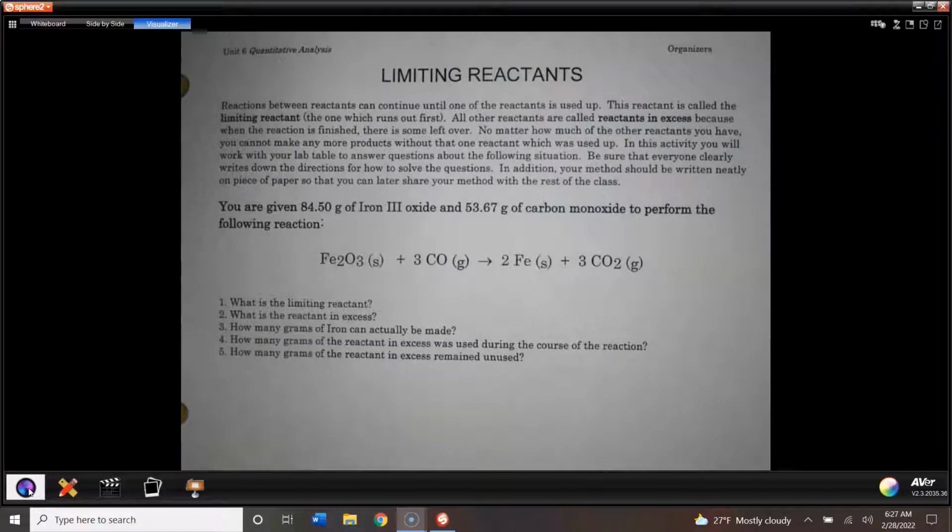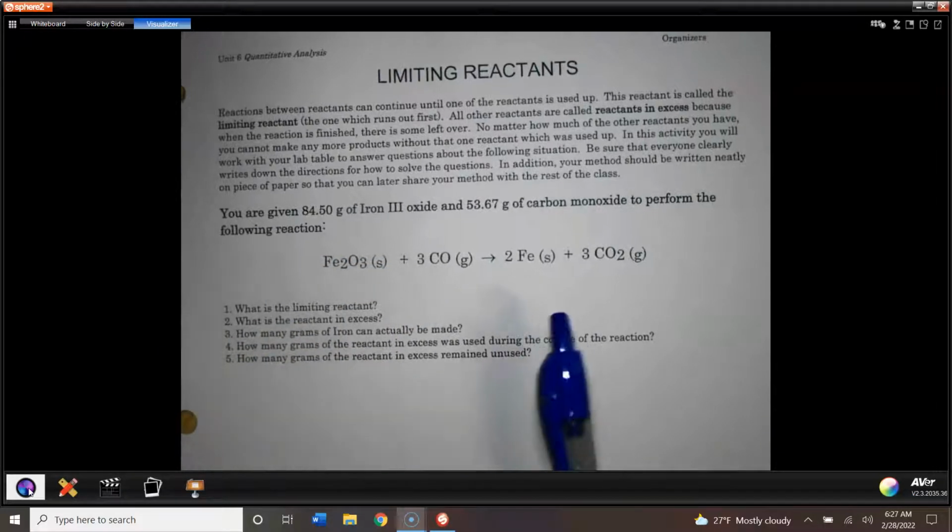And we are going to use the reaction that you see there on the screen. You're given 84.50 grams of iron 3 oxide and 53.67 grams of carbon monoxide to perform the following reaction. And we are going to answer all of these questions that are listed there. What's the limiting reactant? What's the reactant in excess? Because notice we only have two of them. So one of them is going to run out, but one of them we're going to have some extra of.